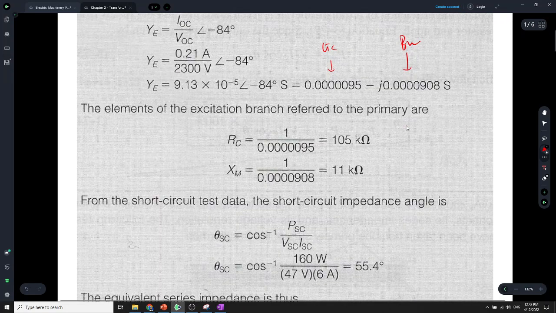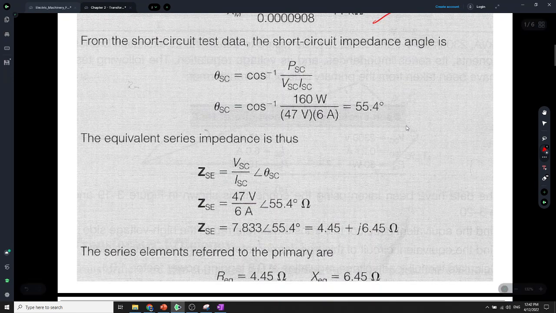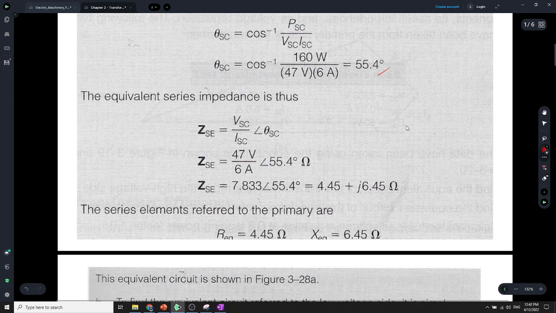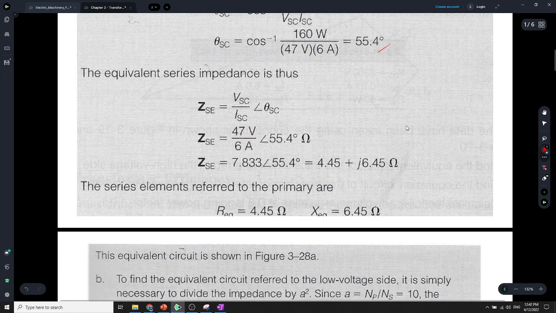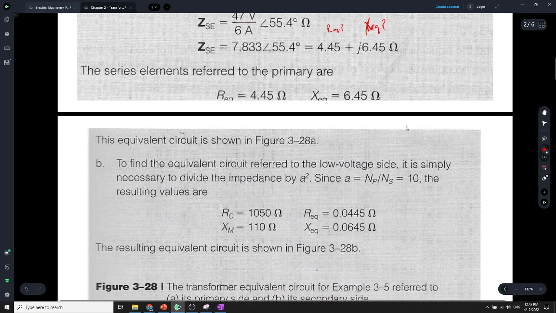Okay, so then you calculate, and you can get the RC and XM. Then go to the short circuit test, you get the equation and you get the theta. Then you put the value in the equation. That one you will get the R equivalent primary side, and this is X equivalent the primary side. So no need to do the high voltage side, because it's already in the high voltage side.